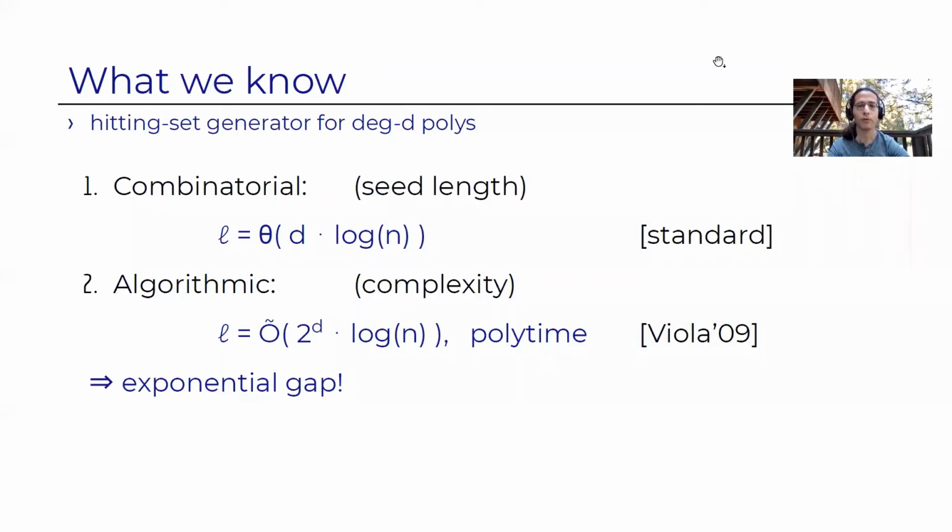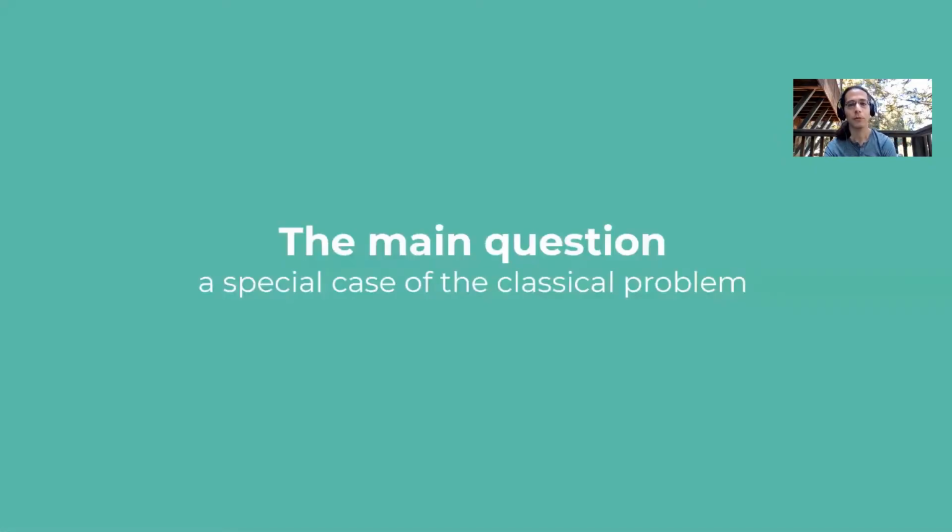As I mentioned before, improving the explicit construction is a hard problem that's inherently tied to circuit lower bounds and other problems, so we're trying to find other ways to make progress on it. And this is where the new question comes in. We're going to focus on a special case of this classical problem and try to make progress on it.